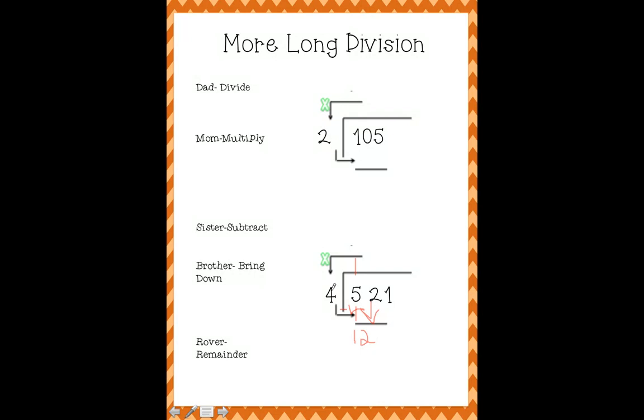We see that 4 can go into 12, or you could say 12 divided by 4 is 3. 3 times 4 equals 12. We subtract and have 0. And we want to bring down this 1.